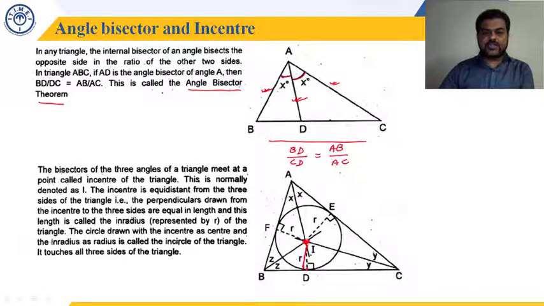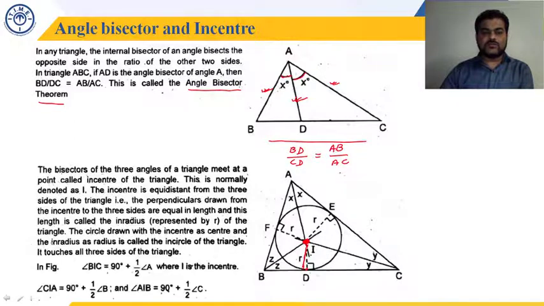Incenter is equidistant from all the three sides. All these dotted lines are nothing but radii of the same circle, so they must be equal. So we can say the incenter is equidistant from all the three sides.